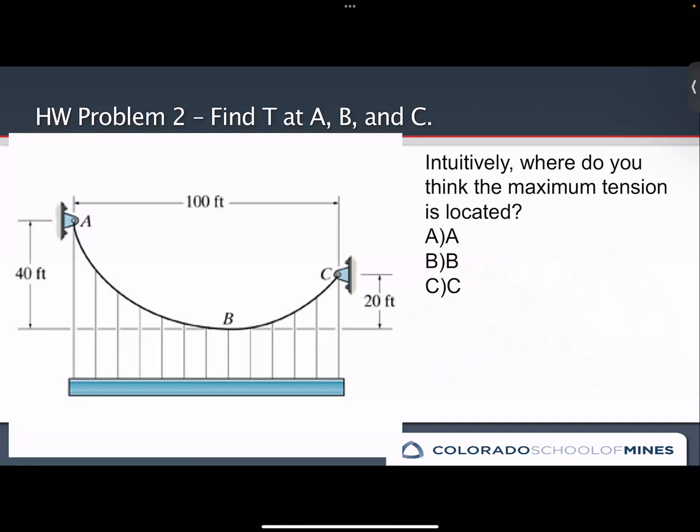Where do you think the maximum tension is located? Just intuitive. Let's see where everybody's at. Where do you think it might be? Is it A or B or C?